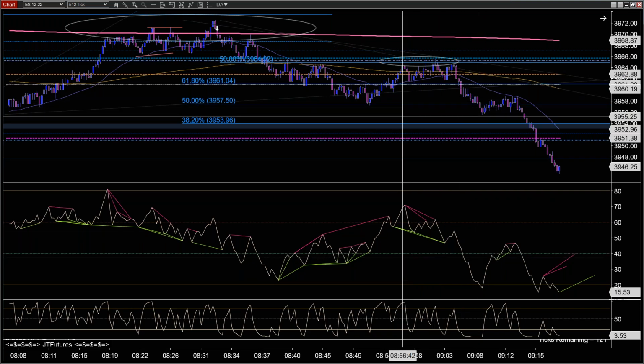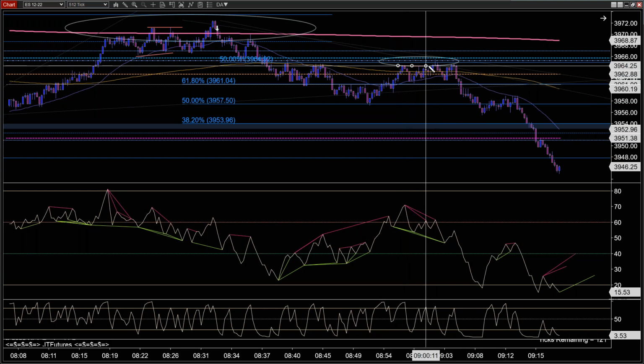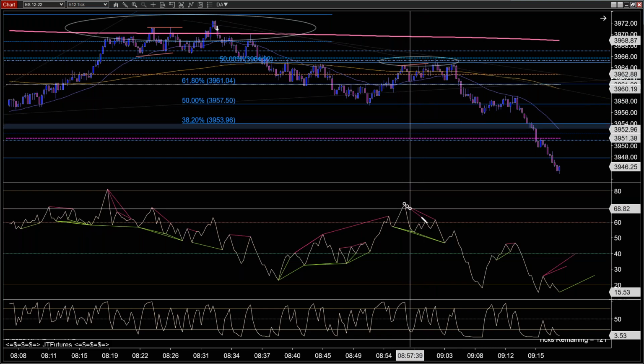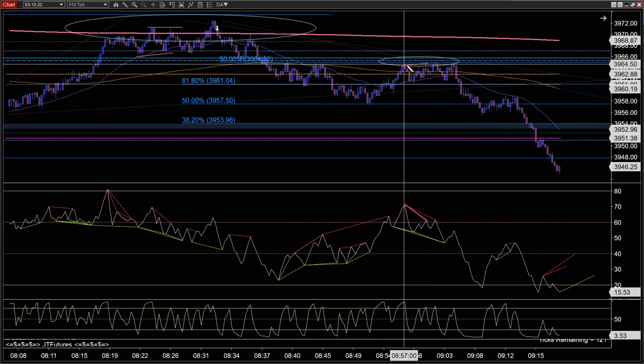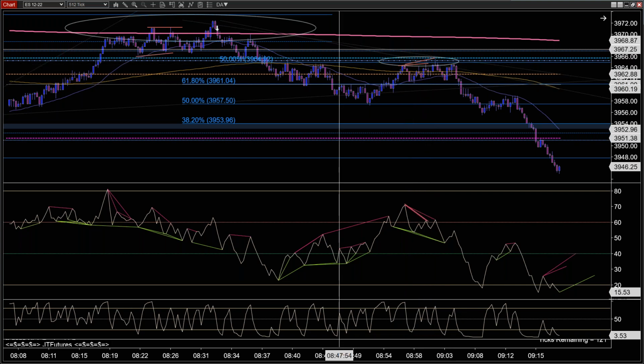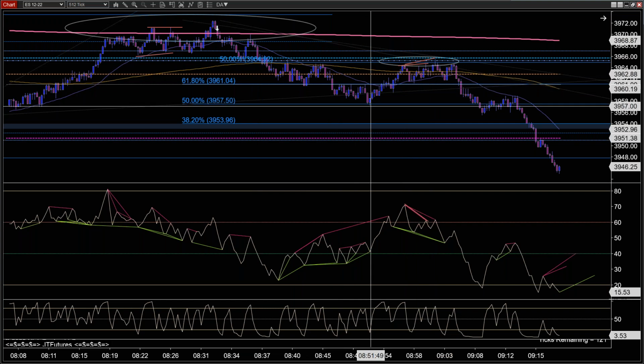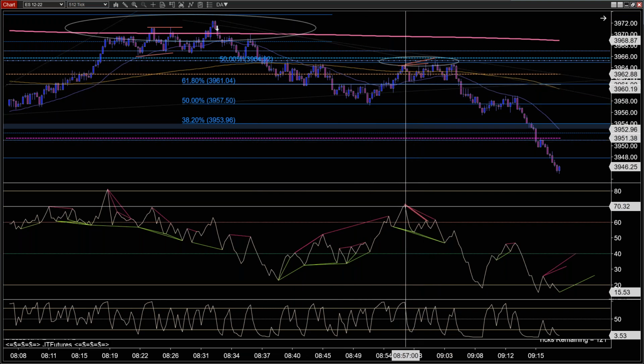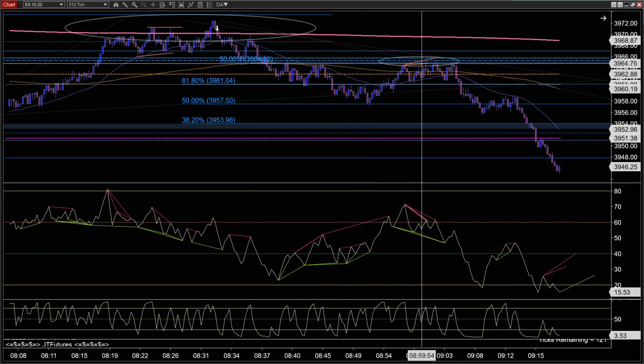You can also notice here that we do have some pretty major divergence going on with our indicator and with price, right? So we've got a 50% retracement on this little minor pullback. We've got a very glaring divergence off those highs as we test into the 50% retrace.